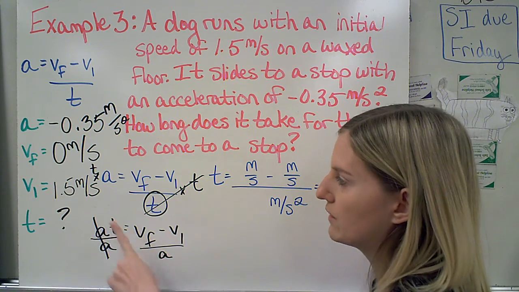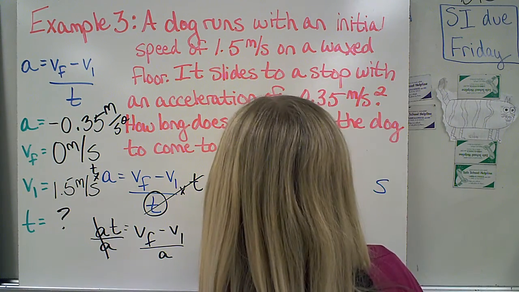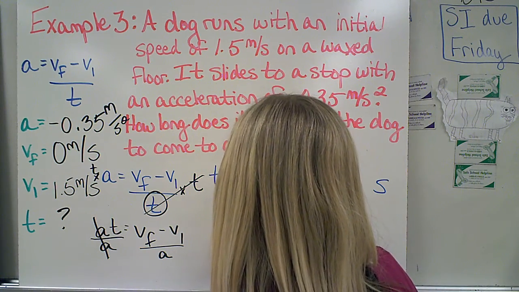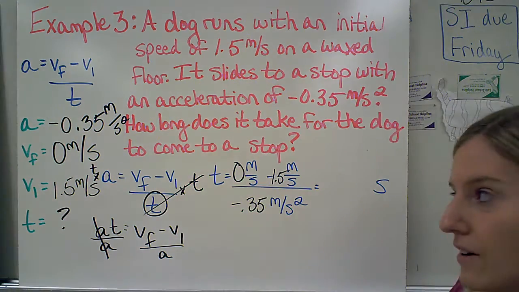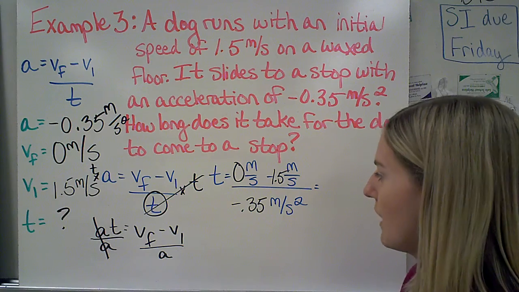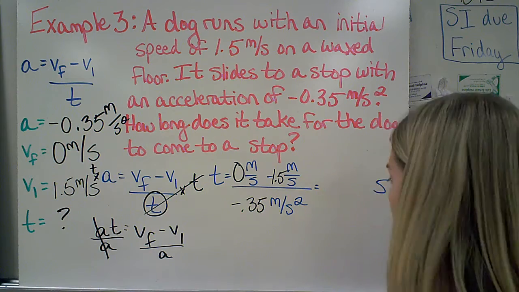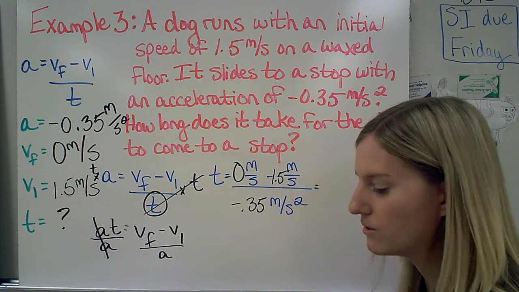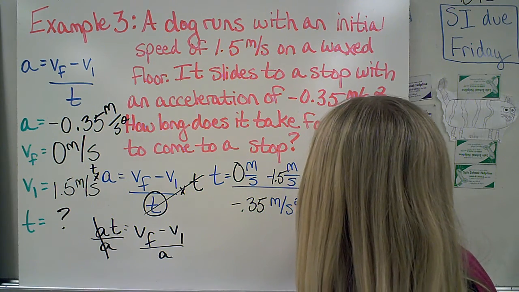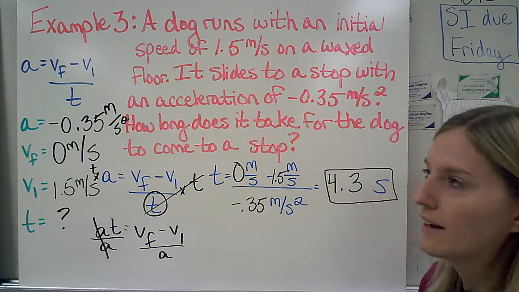We're going to plug in our numbers. So final velocity was 0. Initial velocity is 1.5. Acceleration is negative 0.35. And then I'm going to use my calculator for this to figure out the amount of time. So 0 minus 1.5 is negative 1.5 divided by negative 0.35. My calculator tells me 4.285714286. So I can round that. I'm just going to round it to 4.3. I'm going to put my answer in a box, and I'm done with that one.